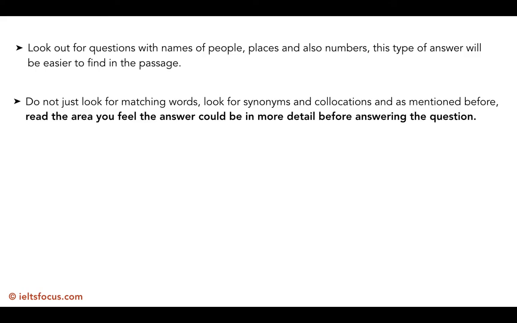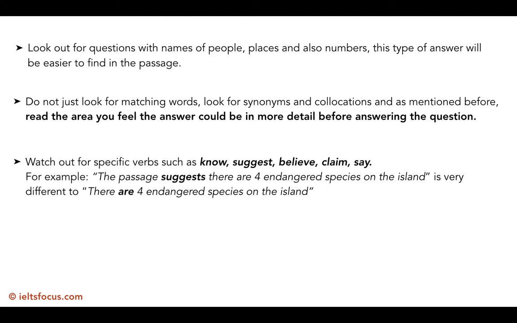And don't just look for matching words. You've got to look for synonyms, collocations, and paraphrasing. So that's why you have to read the area that you feel the answer could be in more detail before you actually answer the question. And then specific verbs such as know, suggest, believe, claim, say. For example, the passage suggests there are 4 endangered species on the island. It's very different to there are 4 endangered species on the island, for example.